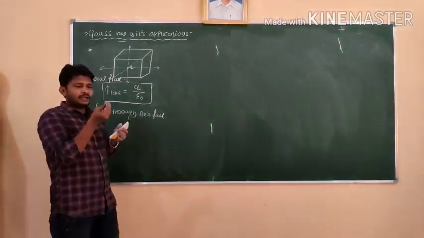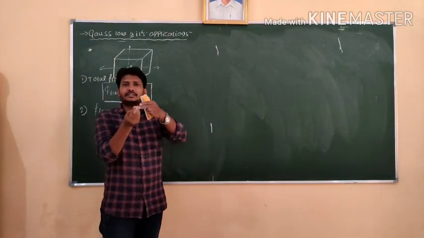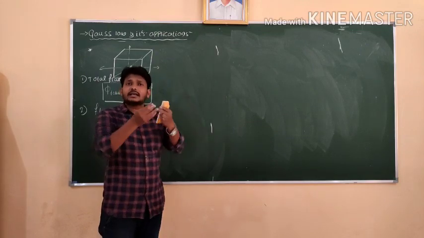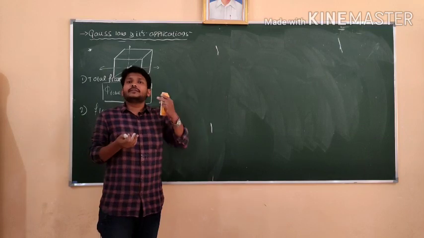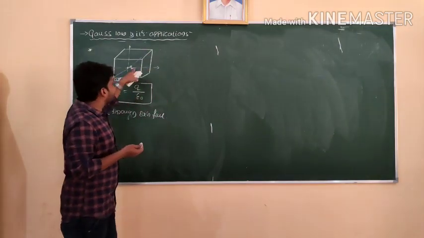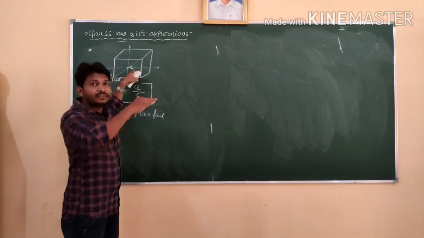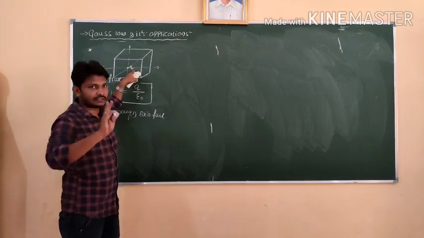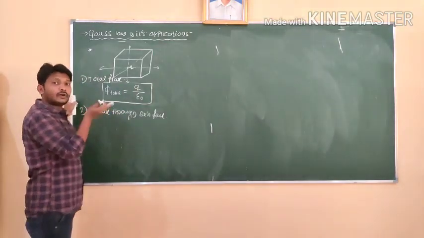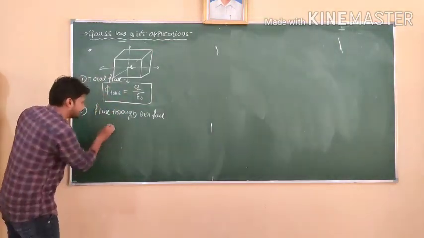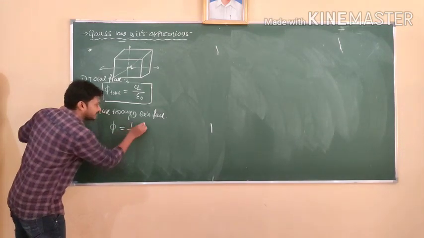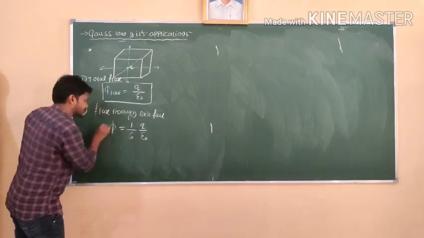If the charge is placed at the center, that charge is emitting electric field lines in all possible directions. So these electric field lines are coming out of the cube in all 6 possible ways. So from one face, how much electric flux is coming out? Phi is equal to 1 by 6 into q by epsilon naught.